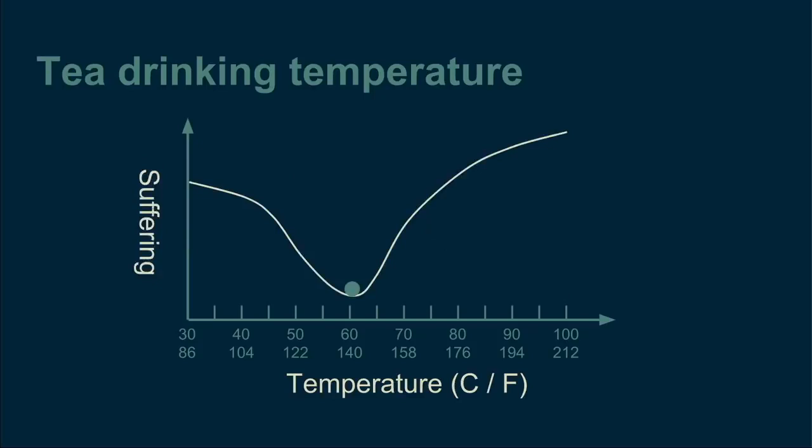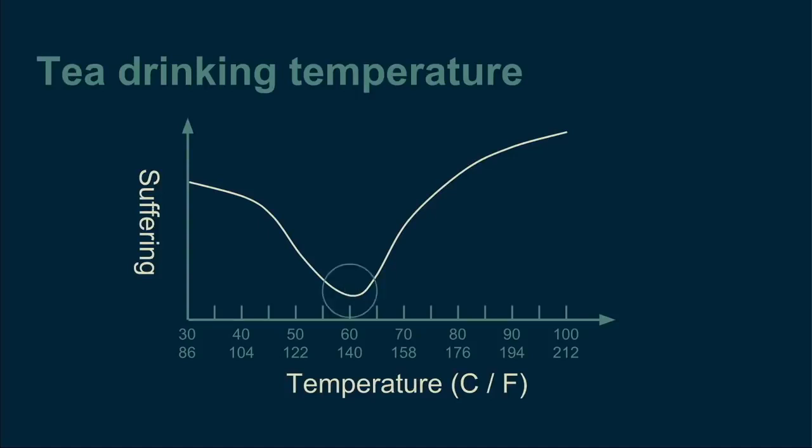Now, if we want to find that mathematically, the first thing we do is we flip it upside down, just because this is how optimization problems are formulated. But it's the same type of thing. Instead of maximizing tea drinking pleasure, we want to minimize tea drinking suffering. We want to find the bottom of that valley, the lowest possible suffering.